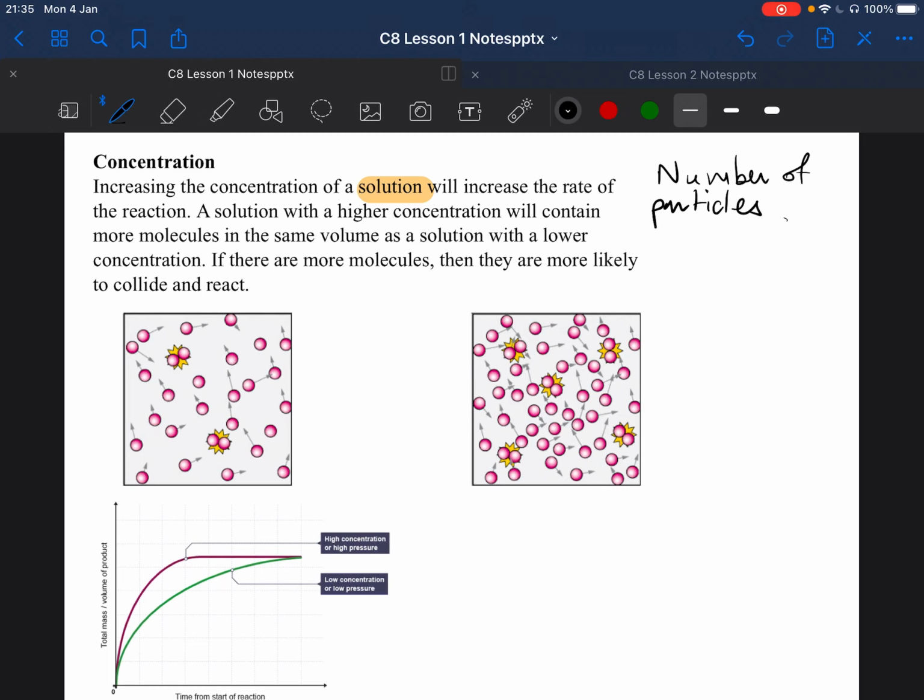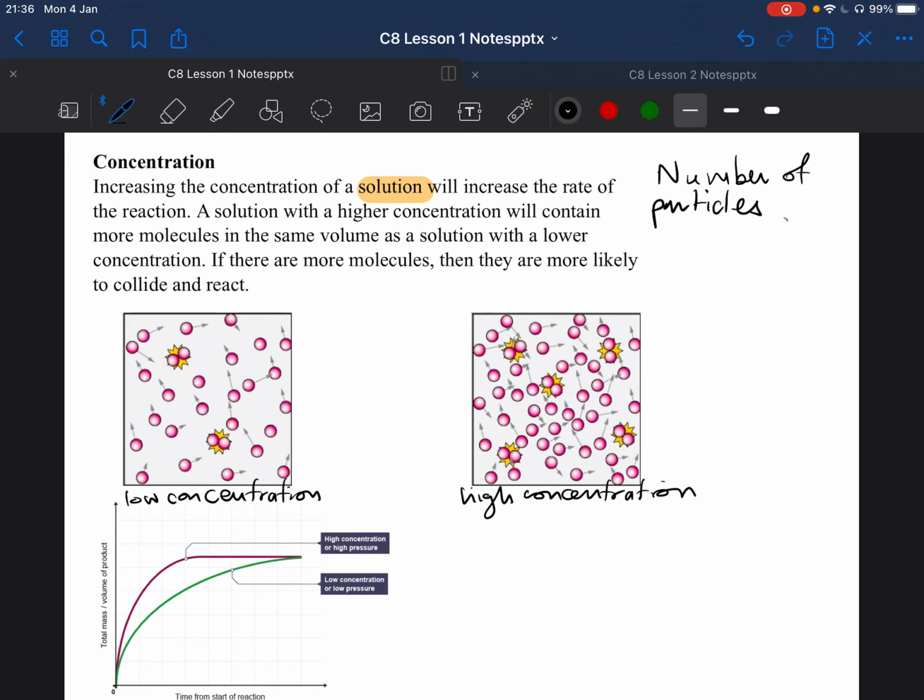If we look at these two pictures here, this first picture is what we would call a low concentration. What we can see there is there are fewer particles in this volume here, and so they have fewer reactions. They're colliding less because there are fewer particles, which means they're less likely to break their bonds and react. This solution right here is a high concentration. We have increased the number of particles in that solution, and as you can see, there are more successful collisions, which creates more reactions.